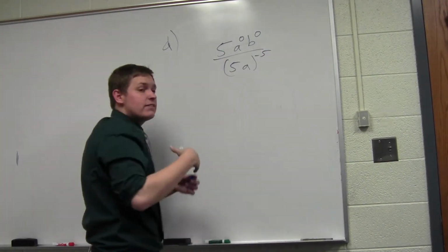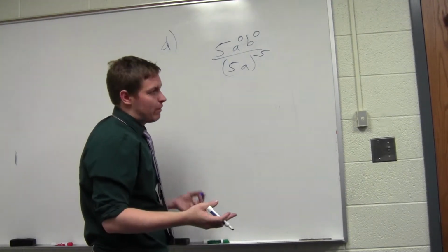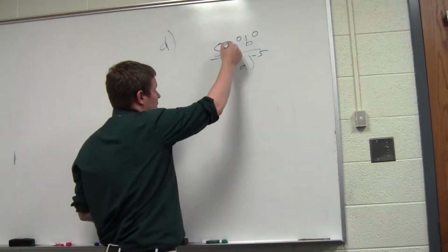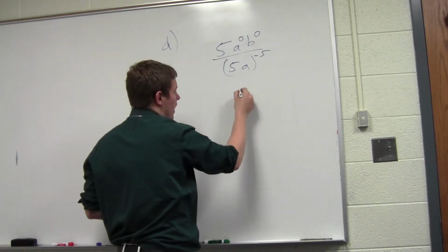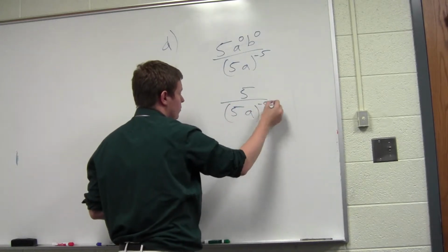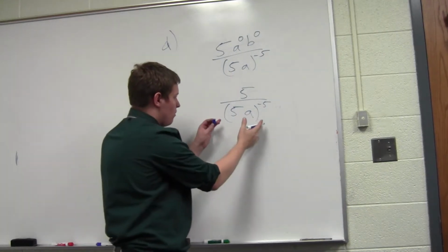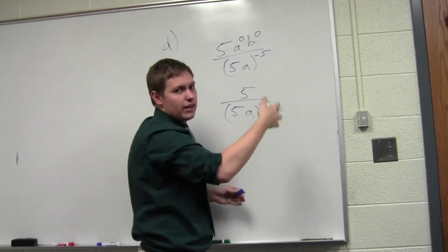Anything to the 0 power is just 1. So a to the 0 is 1, b to the 0 is 1. So 5 times 1 is just 5. And we have 5a to the negative 5 left over.